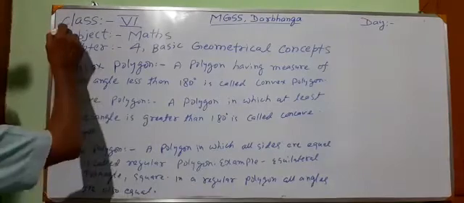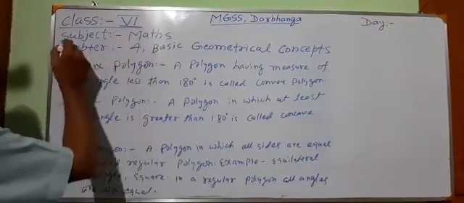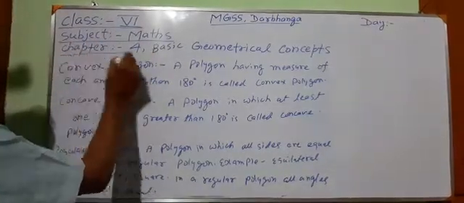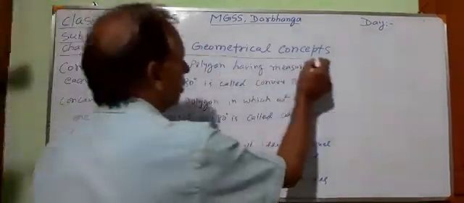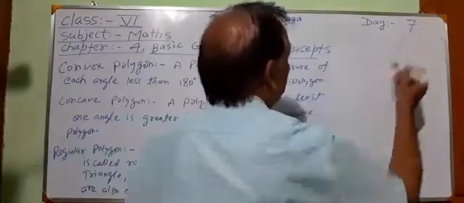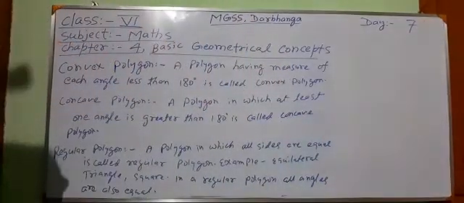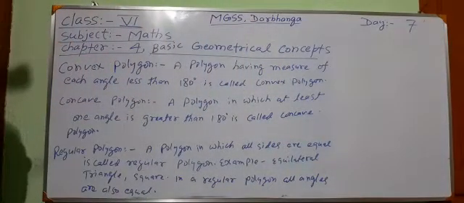This time I am going to teach the students of class 6. This is subject math, chapter 4. The name of this chapter is Basic Geometrical Concepts. This is the 7th day of discussion on this chapter.